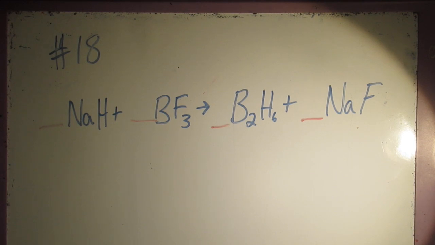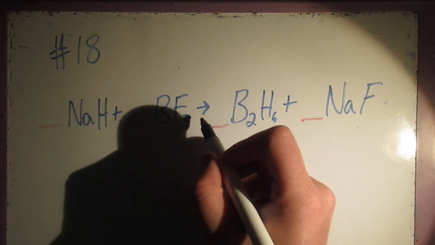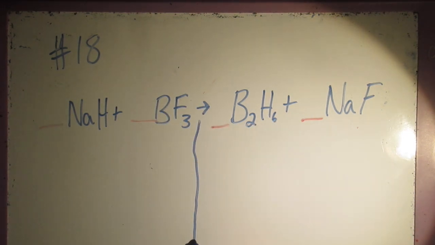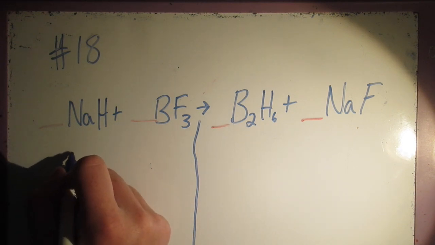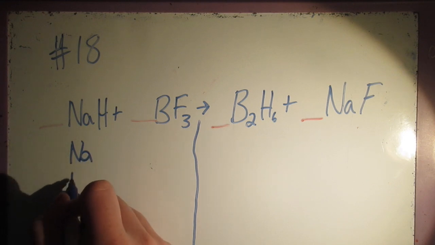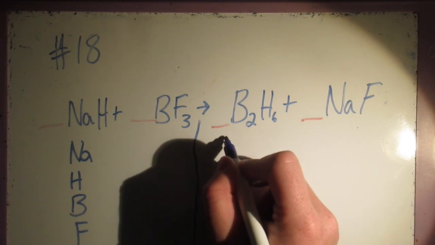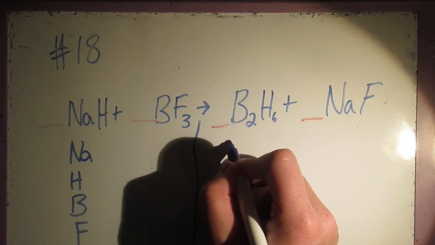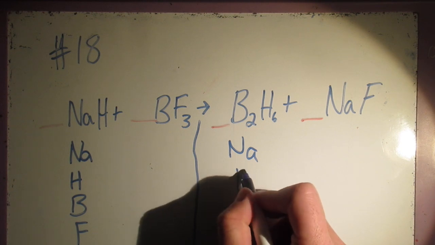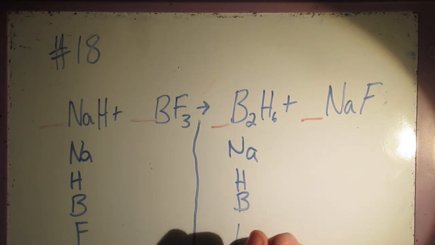So this is question number 18, and this was one that a lot of people had problems with and wanted help with, so I will go over it now. So again, start with drawing your line down the center here, and write out your elements. So we've got sodium, hydrogen, boron, fluorine. And even though we start with B here, we're still going to write sodium first because it keeps us on track with our numbers. So we've written them out, now we're going to count them.